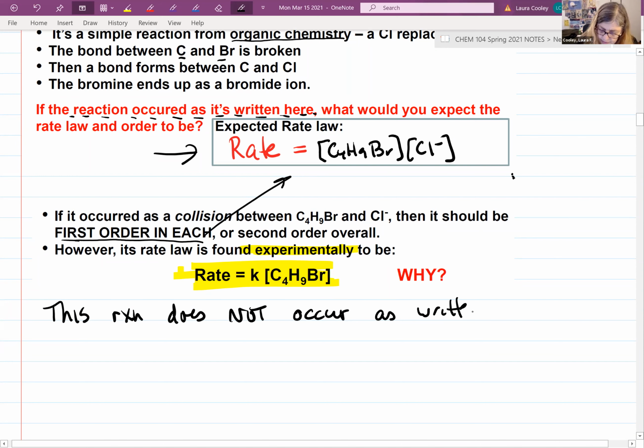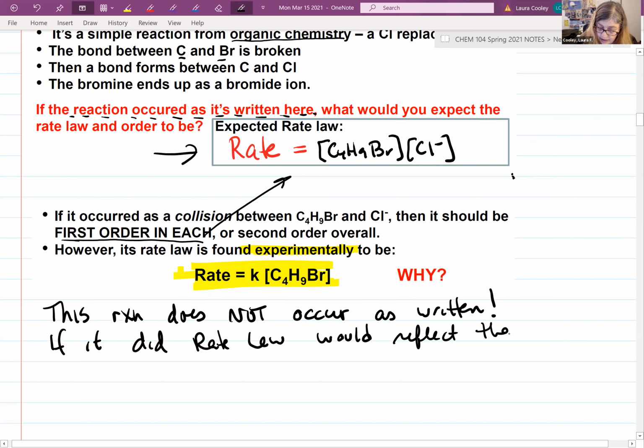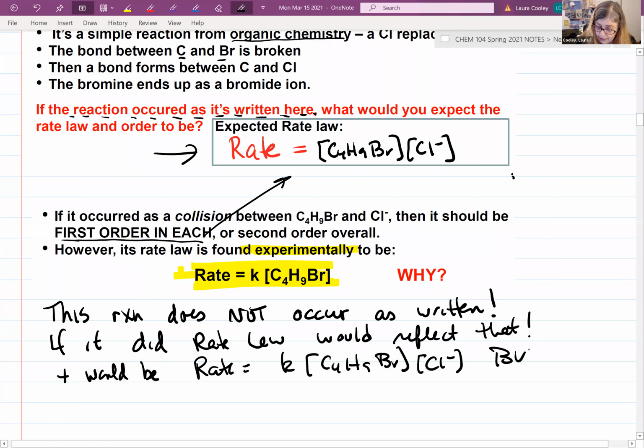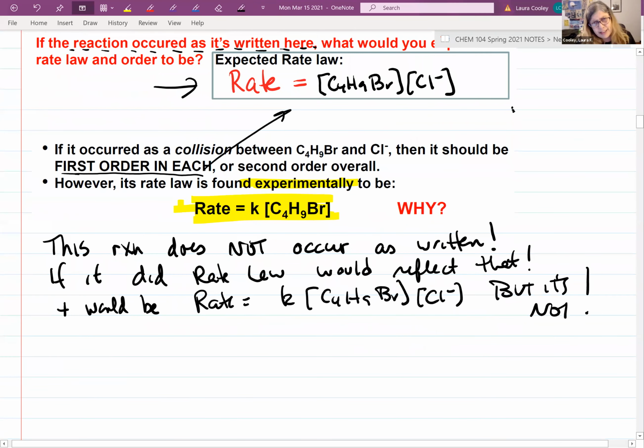If it did, the rate law would reflect that. And it would be rate equals k [C4H9Br][Cl minus], but it's not. Okay, so what is really happening? In fact, this reaction happens in 2 steps.